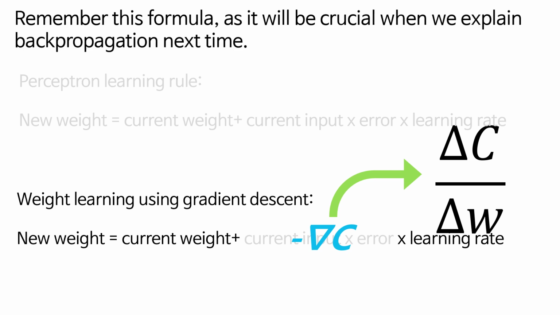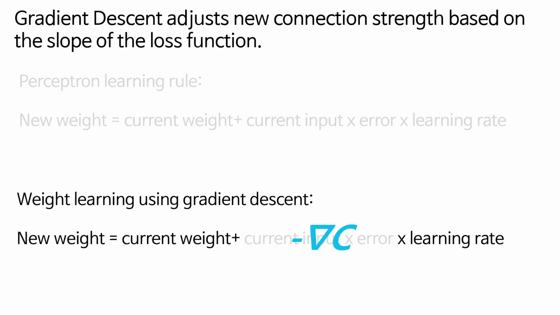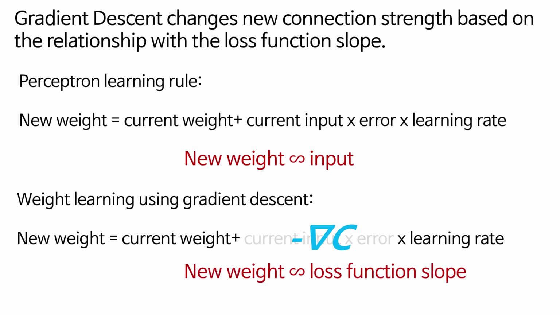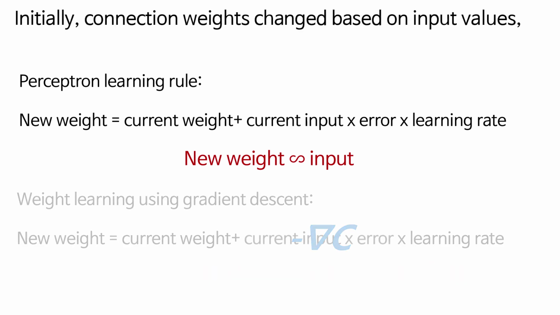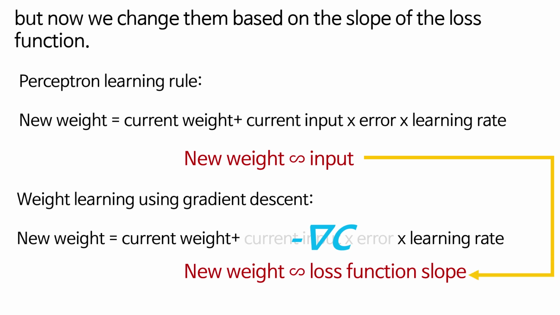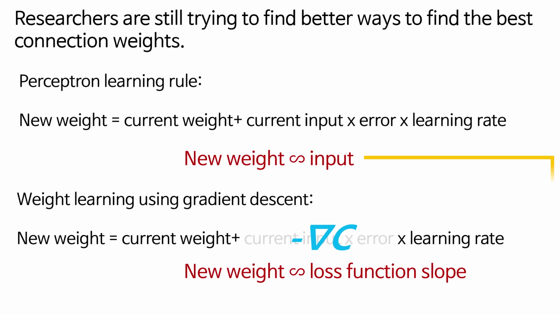Remember this formula, as it will be crucial when we explain backpropagation next time. Like the perceptron adjusts connection strength based on input value, gradient descent adjusts new connection strength based on the slope of the loss function. While perceptrons change connection strength based on the relationship with input value, gradient descent changes new connection strength based on the relationship with the loss function slope. Initially, we changed connection weights based on input values. But now we change them based on the slope of the loss function. This method is more efficient and advanced. Researchers are still trying to find better ways to find the best connection weights.